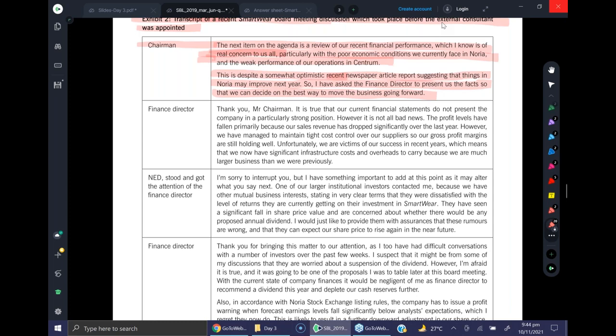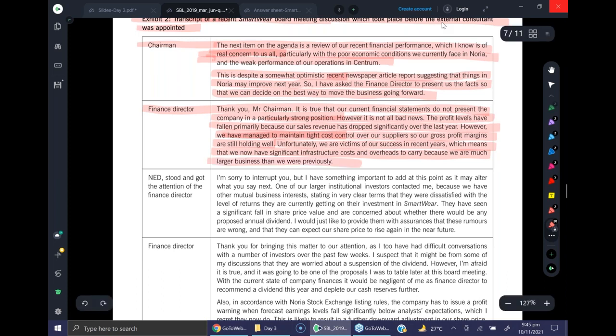Okay, finance director says, thank you, Mr. Chairman. It is true that our current financial statements do not present the company in a particularly strong position. However, it is not all bad news. The profit levels have fallen primarily because our sales revenue has dropped significantly over the last year. However, we have managed to maintain tight cost control over our suppliers, so our gross profit margins are still holding well. Unfortunately, we are victims of our success in recent years, which means that we now have significant infrastructure costs and overheads to carry because we are a much larger business than we were previously.